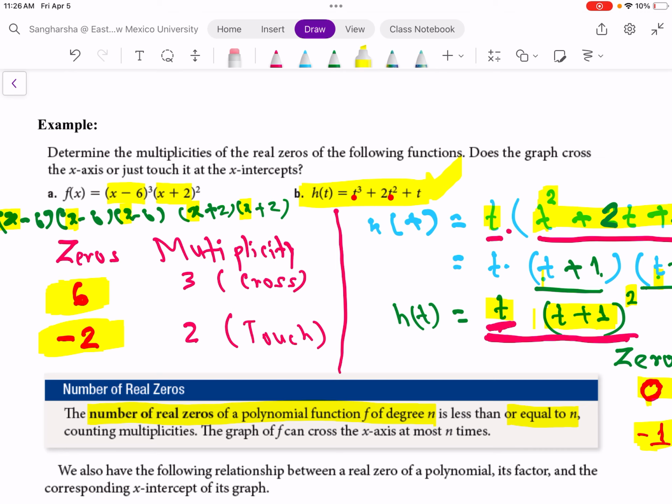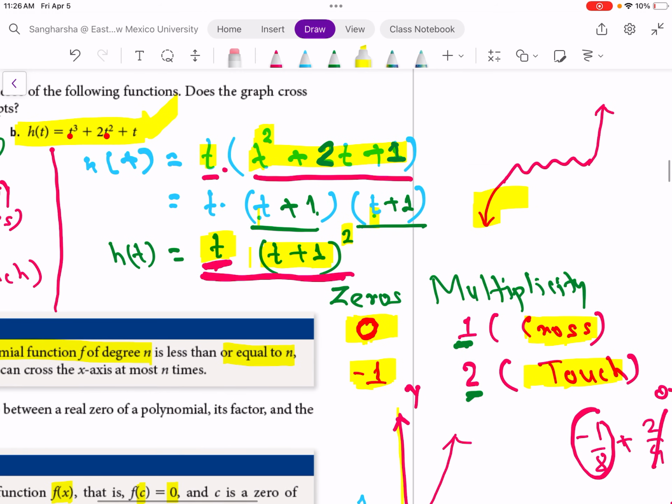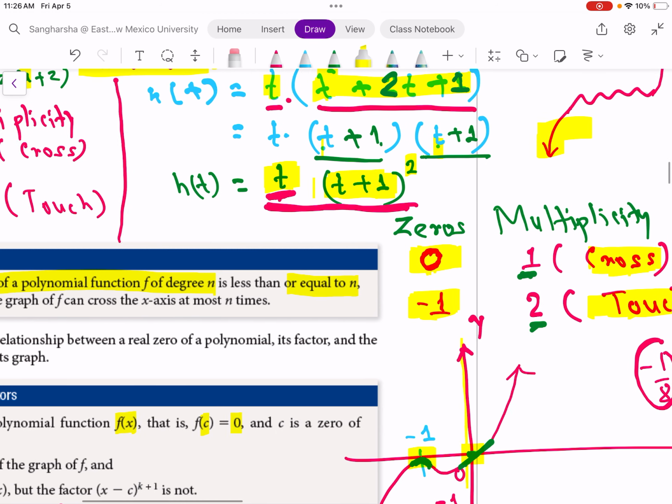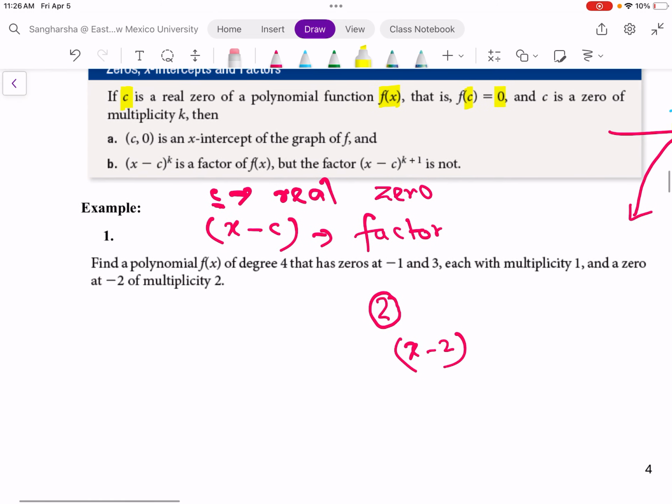Similarly here, we know 0 is a zero, so t minus 0, which is t, is a factor. Negative 1 is a zero, it means t minus minus 1, t plus 1, is a factor. So if you have a factor of a function, you can find the zero. If you have a zero of a function, you can find the factor. That's what it tells us here. Let's do this example and it will be more clear.